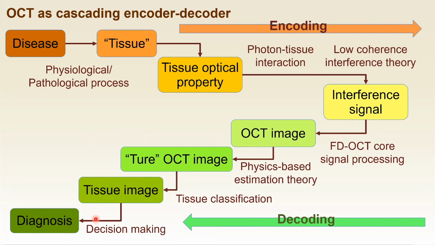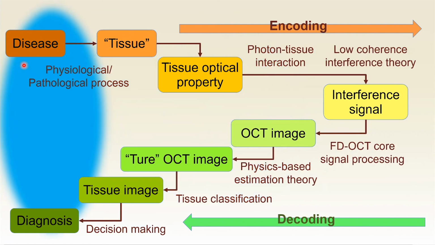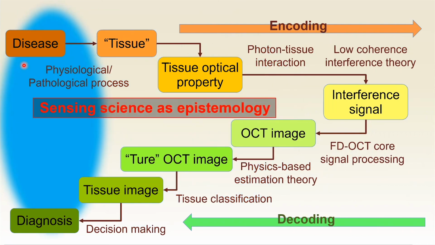Actually, OCT measures the disease, and the disease is not a substance or even a physical existence. It's just a conception, right? So this means the current measurement system measures the concept. That's something we were not clearly aware of, and something we need to start to think about. And I call it an epistemological measurement science or cognitive measurement science.